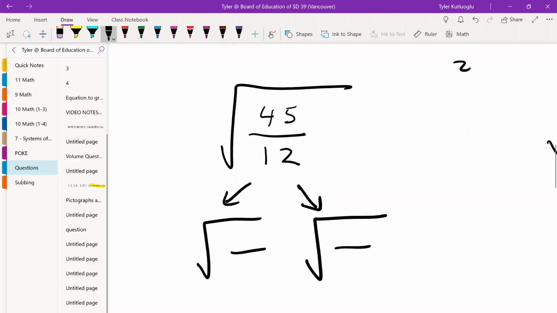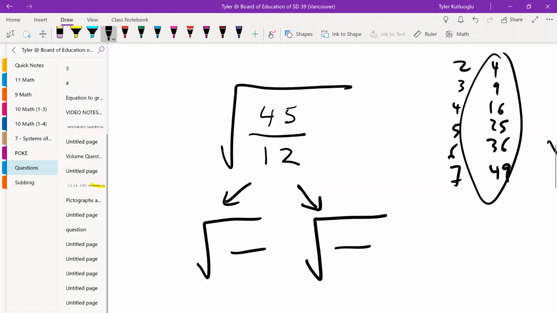Don't do 1, 2, 3, 4, 5, 6, 7. You got like 4, 9, 16, 25, 36, 49. Sorry, 49, my bad. And think, okay, which of these are a factor of 45? Well, 9 is. So let's do 9. So we could do 9 times 5, gives us 45. And then for the 12, I know it's 4 and 3, we just did that one.